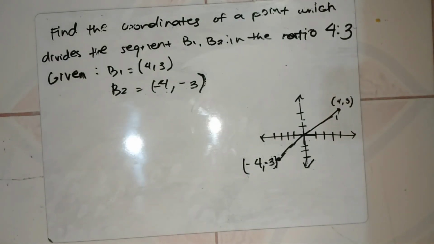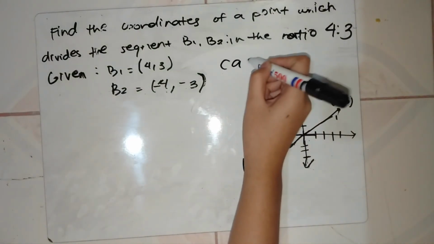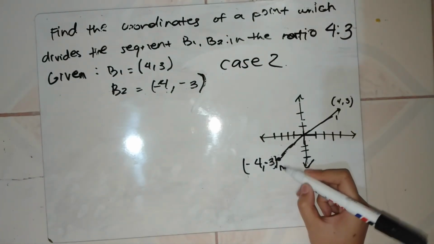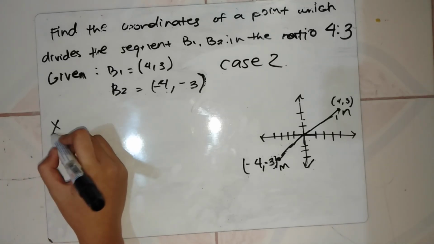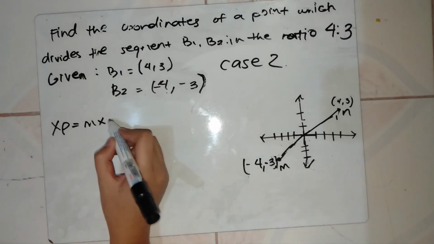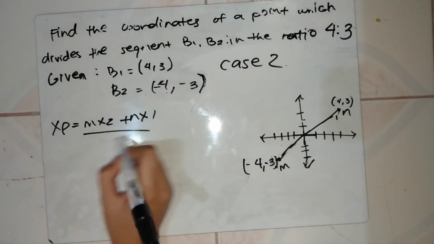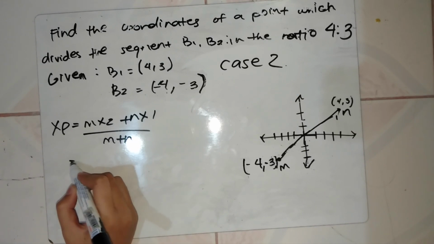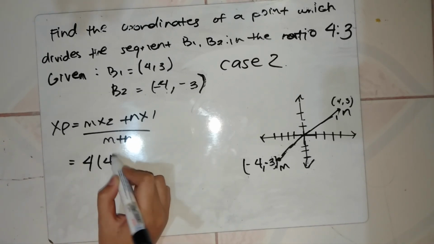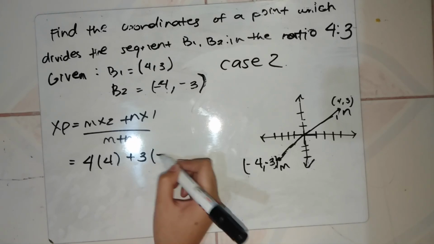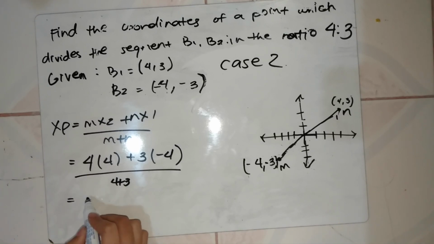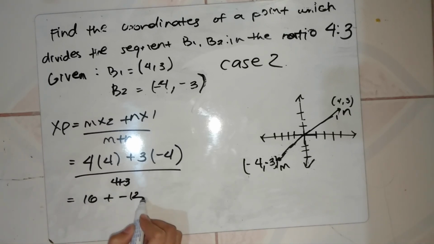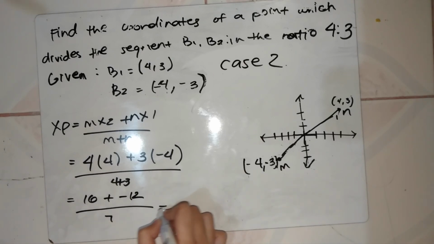That's just the case 1. We still have the case 2. Your m is negative 4, negative 3, and your n is 4 and 3. Do the same as in case 1. x sub p is equal to m x sub 2 plus n x sub 1 over m plus n. x sub p is equal to 4 multiplied by 4 plus 3 multiplied by negative 4 over 4 plus 3, which is equal to 16 plus negative 12 over 7, which is 4 over 7. Your x sub p is 4 over 7.